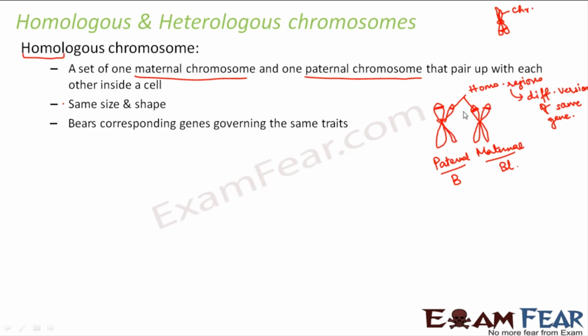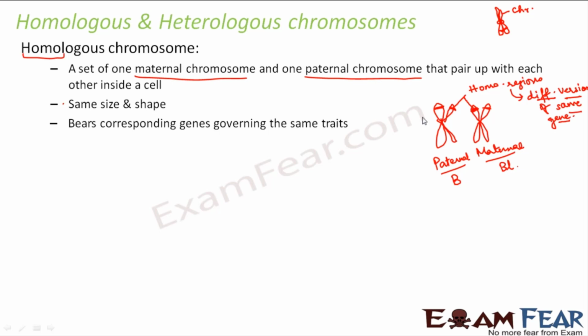If you compare this and this, both are representing eye color. That means both are representing the same gene but different versions. This is representing black color, this is representing blue color. So they are representing different versions of the same gene. Now you understand what homologous chromosomes are.